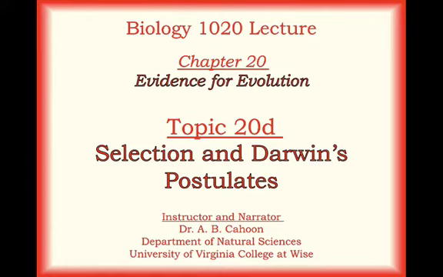Topic 20D, Selection and Darwin's Postulates. Prior to the middle 1850s, naturalists and other scientists struggled to define a mechanism to explain the great diversity of life on Earth and how populations of species could change to meet the demands of the environment.